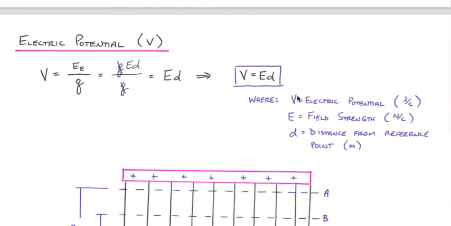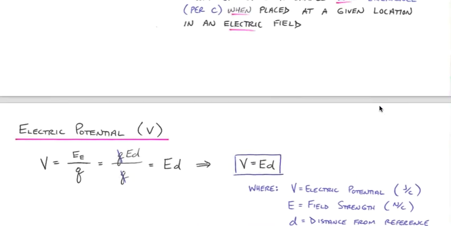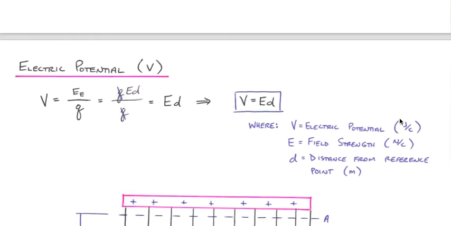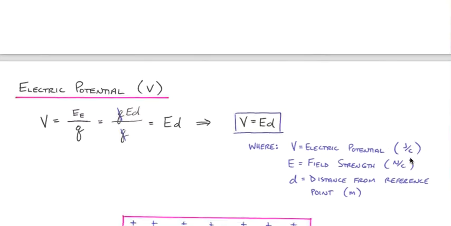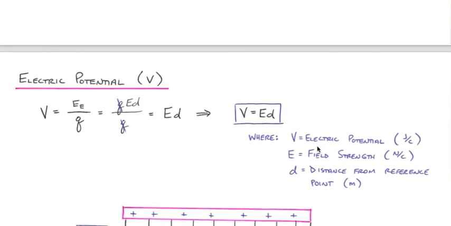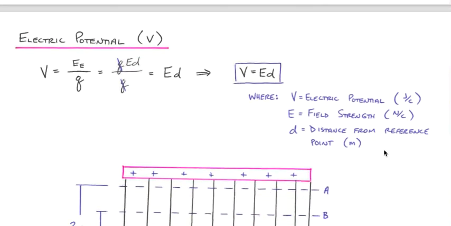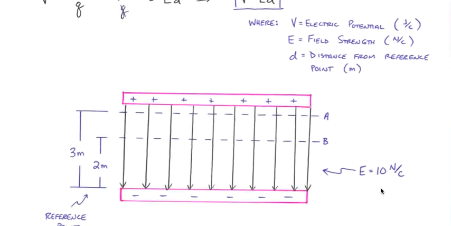All right, so electric potential is still measured in the same units for the most part. It's still energy per charge, so joules per coulomb. Gravitational potential, joules per kilogram. Electric potential, joules per coulomb. Same for field strength. Electric field strength, newtons per coulomb. Gravitational field strength, newtons per kilogram. So we're just swapping out the mass for a charge. And of course, the distance is measured in meters.